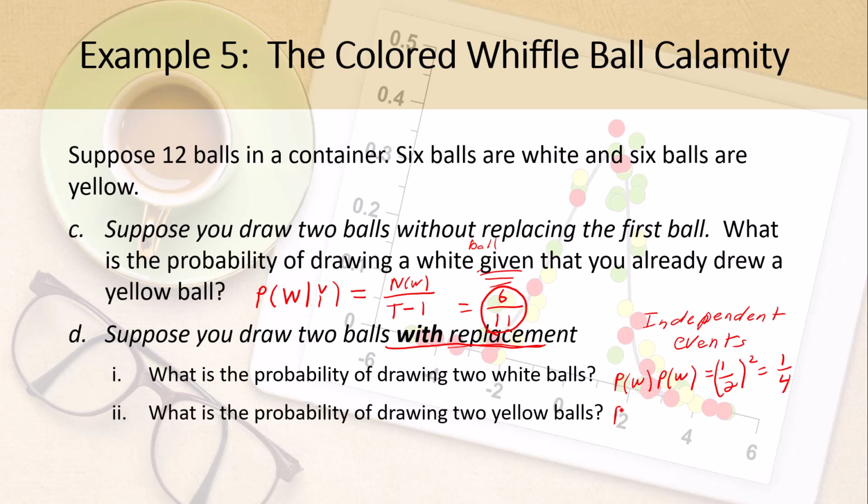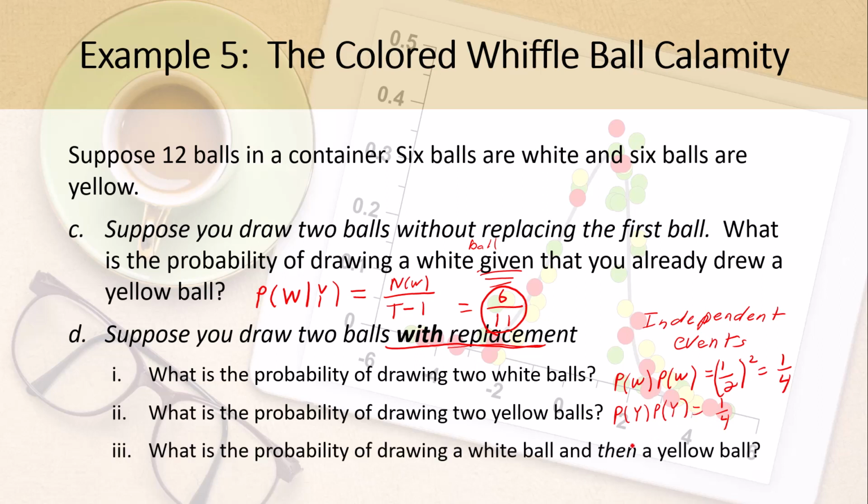The exact same thing. It's going to be equal to the probability of drawing 1 yellow ball times the probability of drawing another yellow ball, and that's going to be 1/2 squared or 1/4. And then finally, what's the probability of drawing a white ball and then a yellow ball? The exact same thing. It is going to be the probability of drawing a white ball times the probability of drawing a yellow ball, which is going to be 1/2 times 1/2, which is 1/4. Remember, if you see the word with replacement, they are independent events. If you see the word without replacing or without replacement, they are dependent, and you need to use the notion of conditional probability.